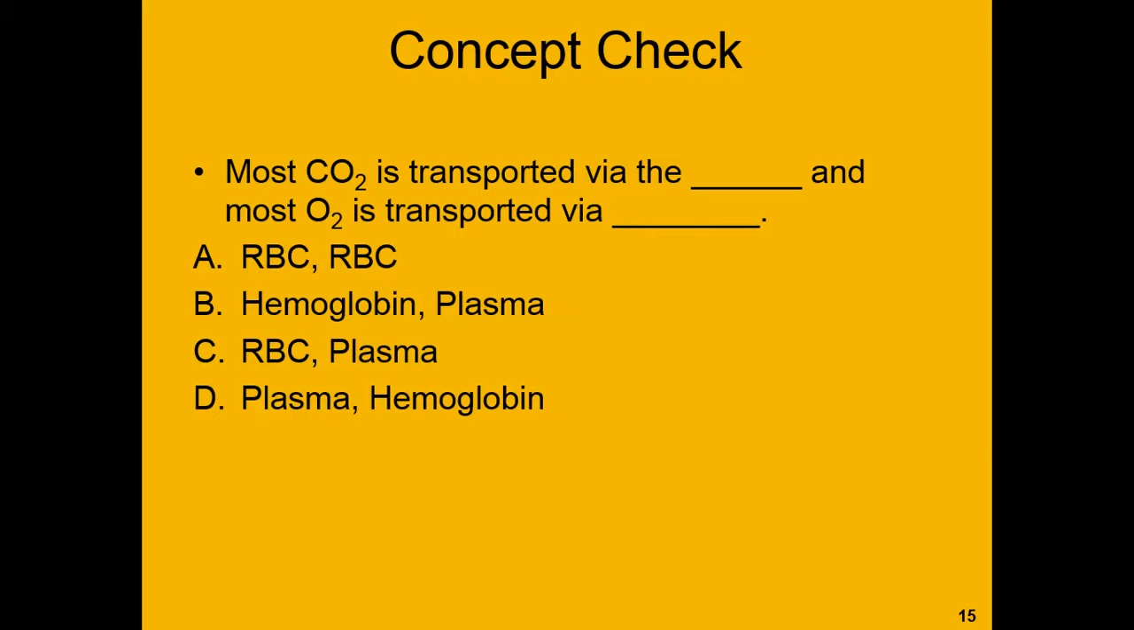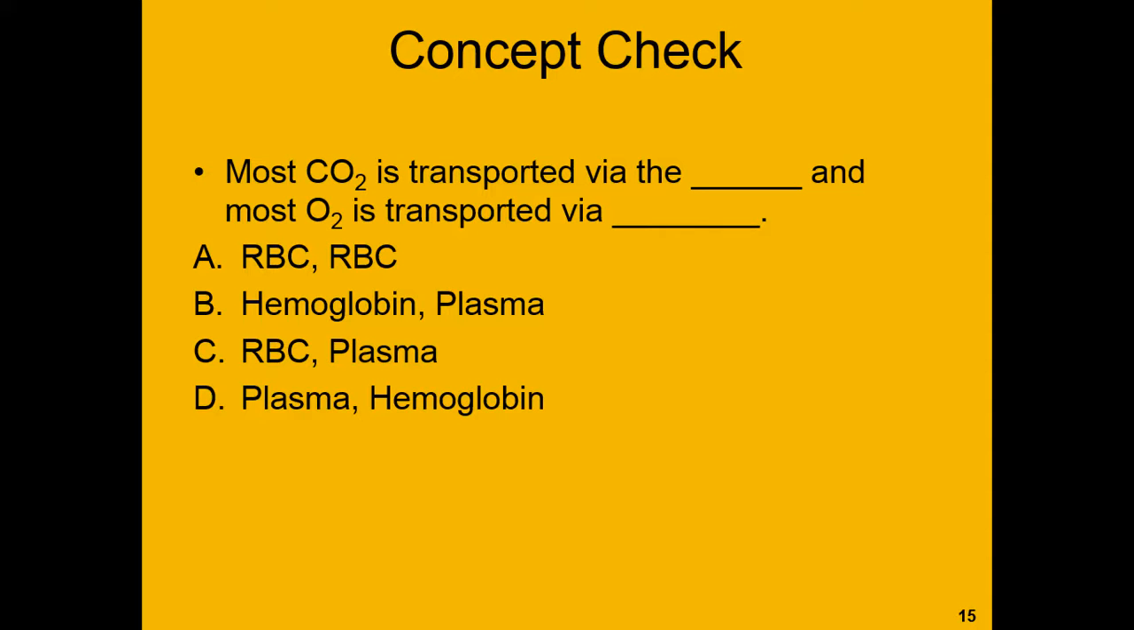So, class, concept check. The most carbon dioxide is transported via blank, and the most oxygen is transported via blank. We have red blood cells, hemoglobin, plasma, red blood cells, plasma, and hemoglobin. So, go ahead and pause the video, and check your text, check your notes, and get me an answer. 5, 4, 3, 2, 1. The correct answer is D.